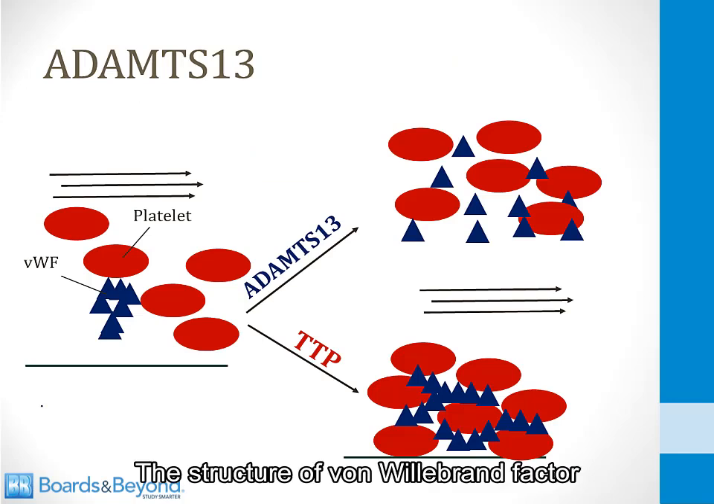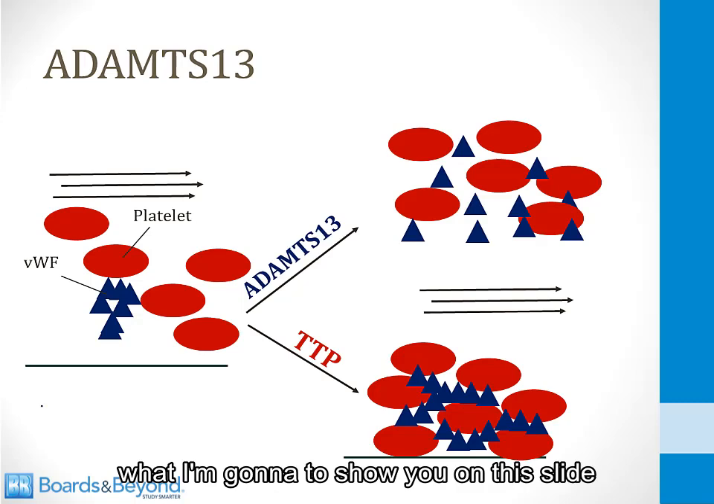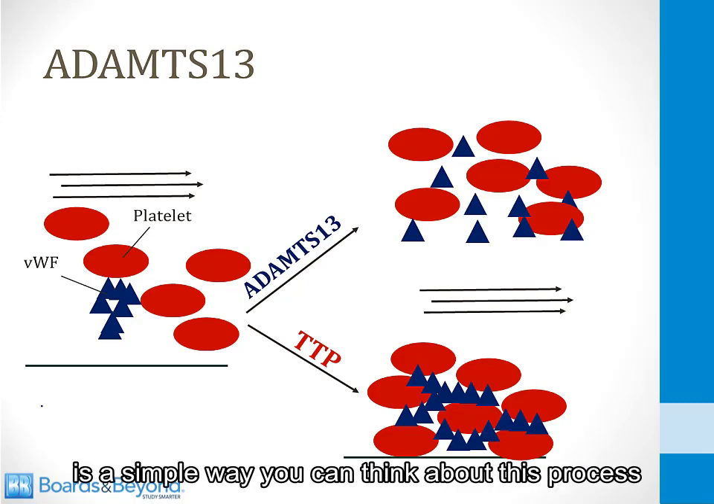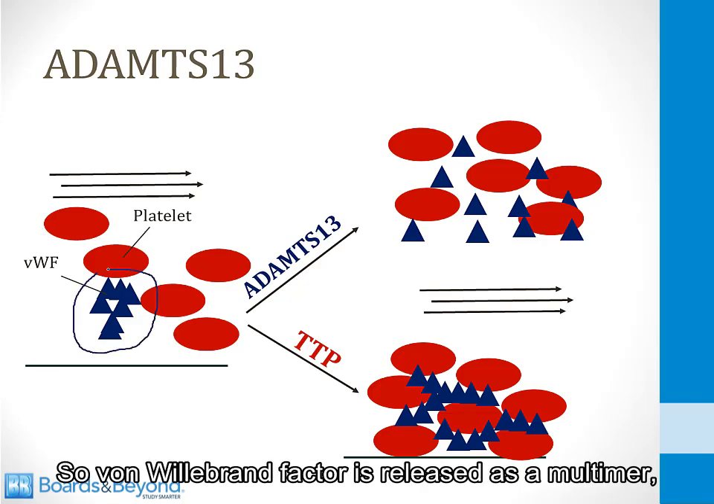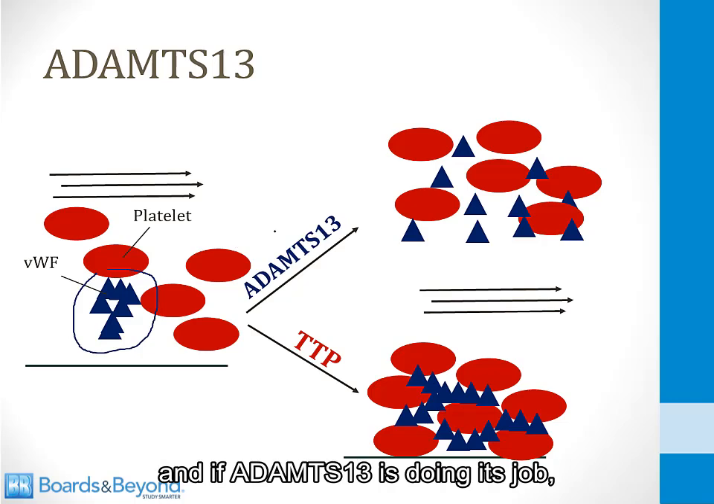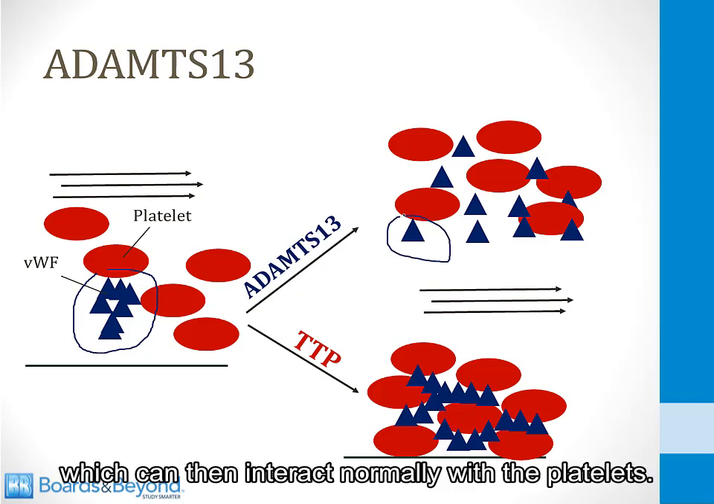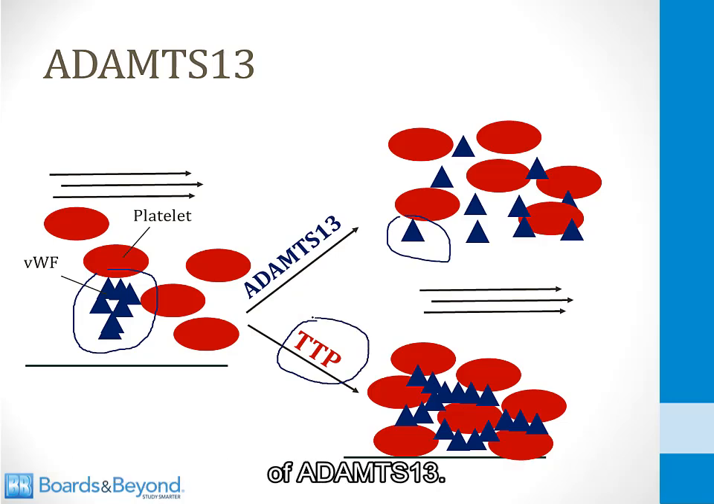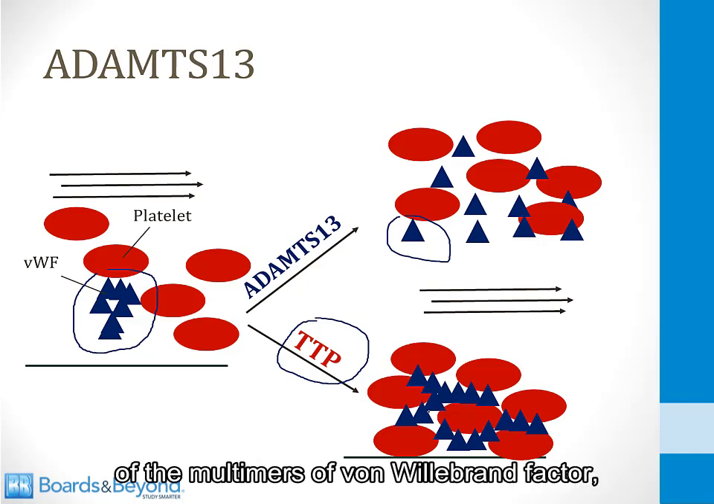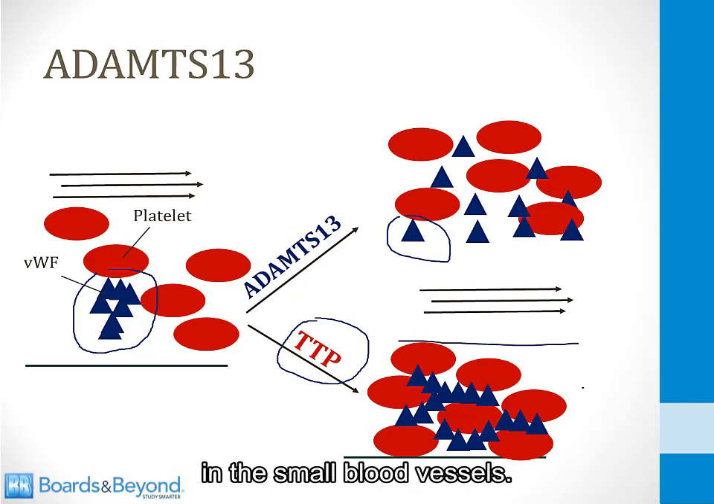occlusion. The structure of von Willebrand factor and its interaction with ADAMTS13 is highly complex. What I'm going to show you on this slide is a simple way you can think about this process to understand TTP. So von Willebrand factor is released as a multimer, and if ADAMTS13 is doing its job, it will break down that multimer into smaller pieces which can then interact normally with the platelets. What happens in TTP is that there is deficient activity of ADAMTS13. This leads to a buildup of the multimers of von Willebrand factor, which pulls in platelets and forms an obstruction in the small blood vessels.